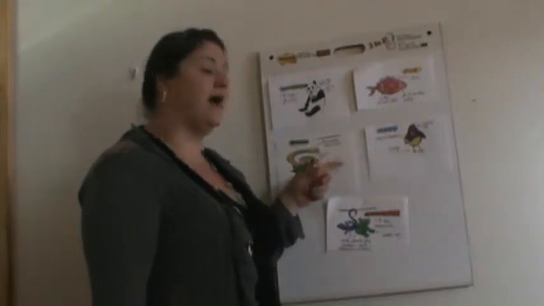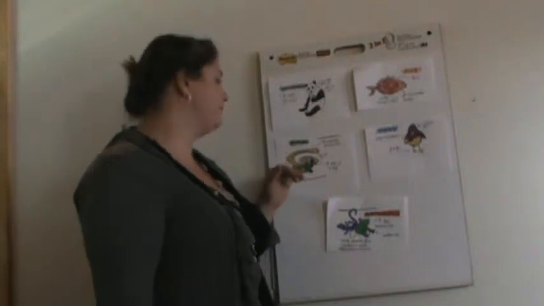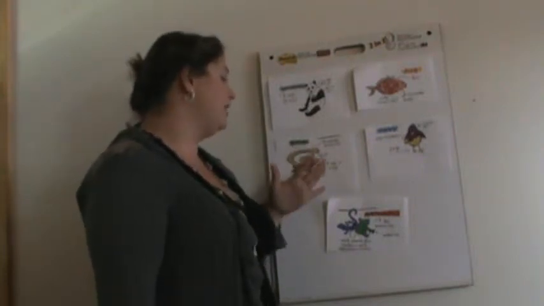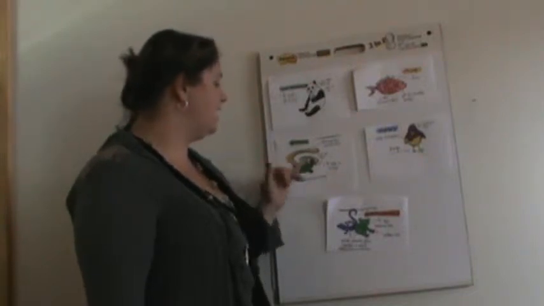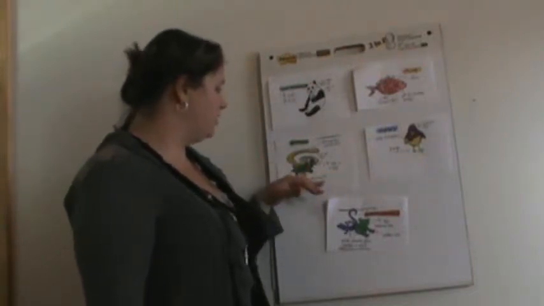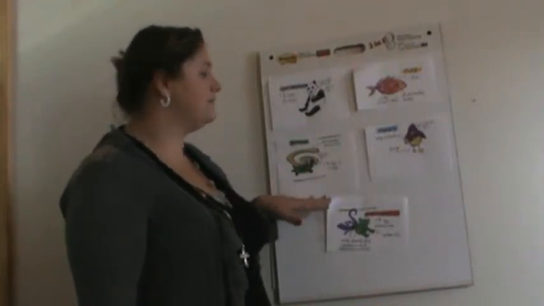Reptiles have dry, scaly skin. They have no hair or fur. You cannot see their ears, and they have 4 legs or no legs, like the snake here has no legs. And our tortoise, he has 4 legs, and they lay eggs.